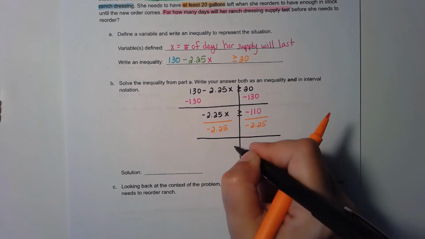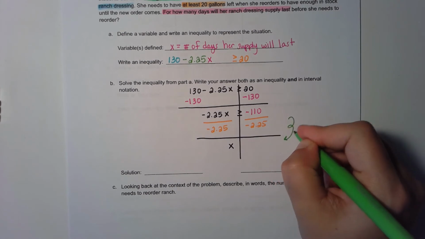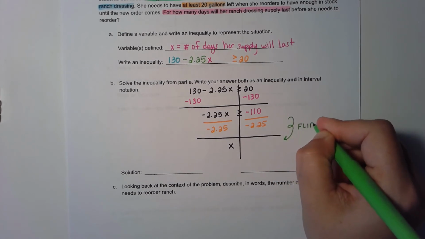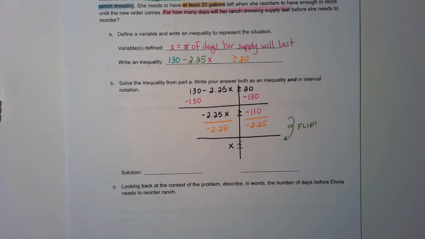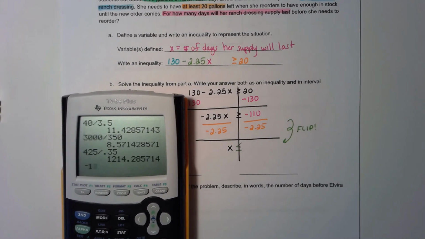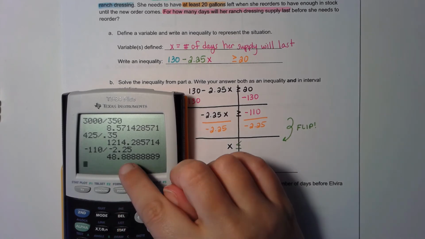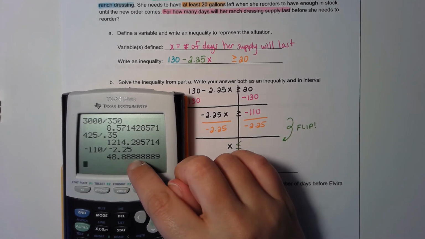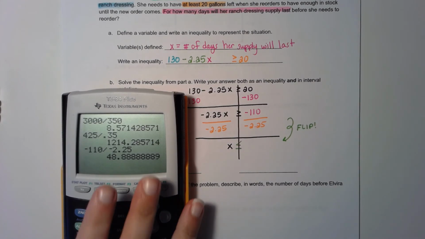And when I divide by a negative number, one of my rules about inequalities is that I need to flip the inequality. So this is going to turn into a less than or equal to. And I don't happen to know the answer to negative 110 divided by negative 2.25 off the top of my head, but I'm going to calculate that, and I get 48.8. Even though it says 8, there's an 8 afterwards, so I'm going to bump that up to a 9. So it's going to be 48.89.